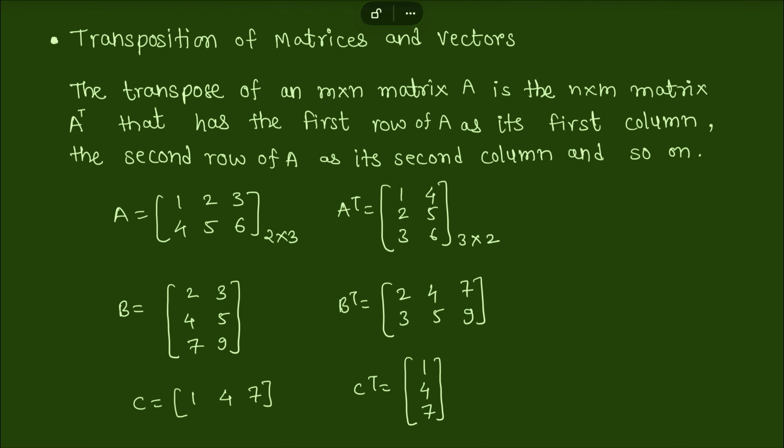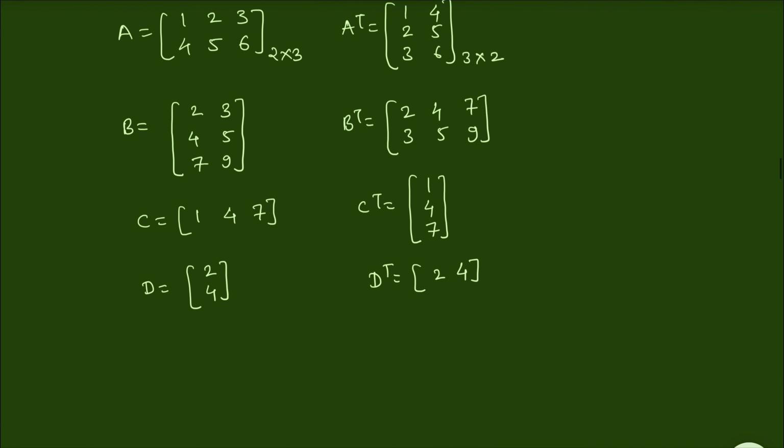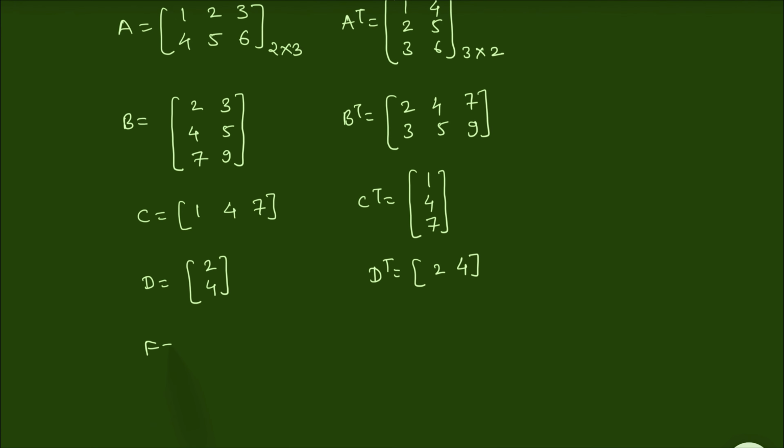Let's take one more example. Let D be a column vector 2, 4. Then D transpose is a row vector 2, 4. Let F be a square matrix with entries 1, 2, 4, 7. Then F transpose is found by interchanging its rows and columns.